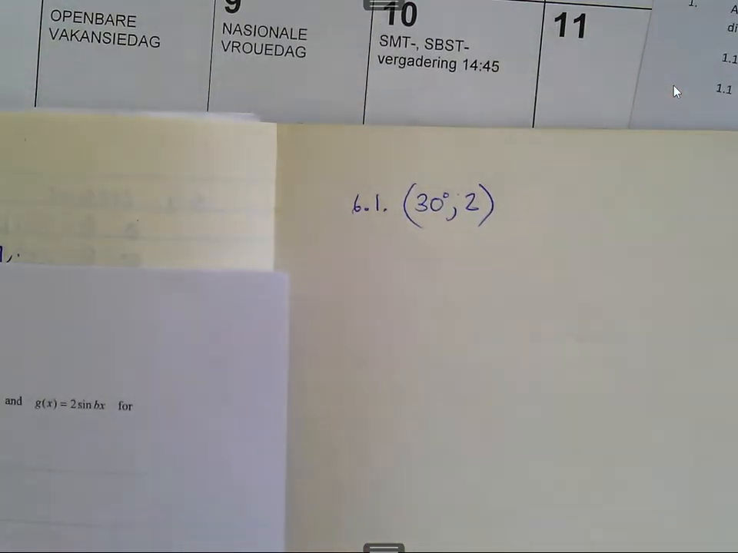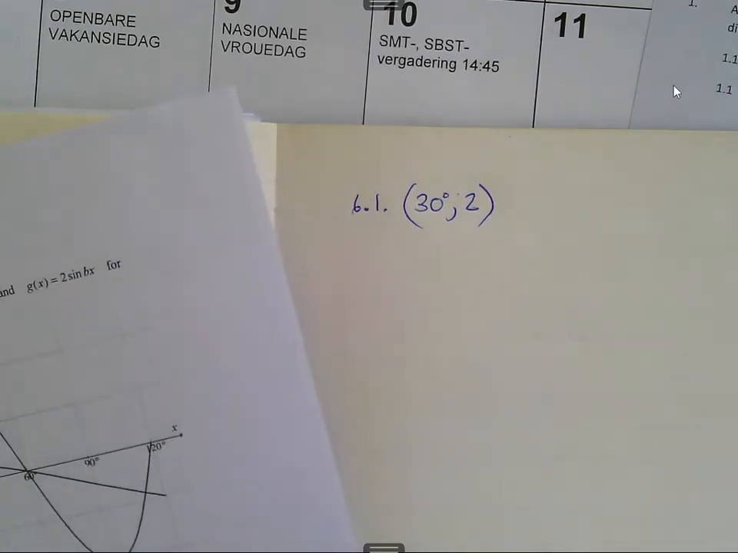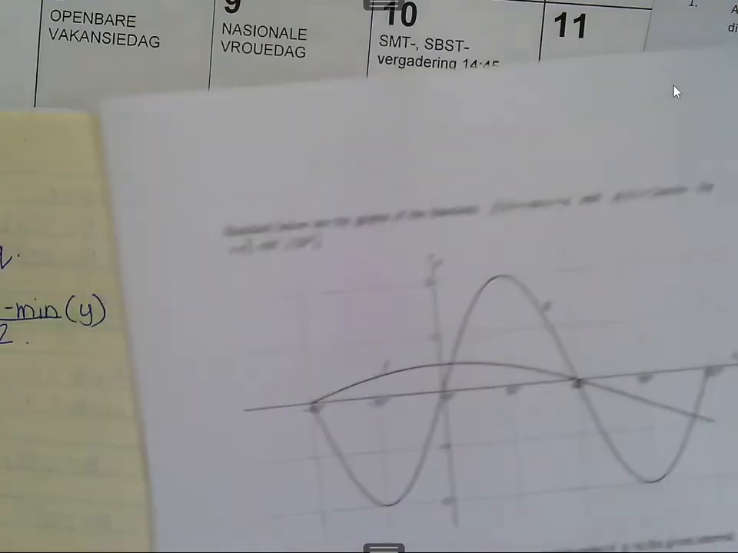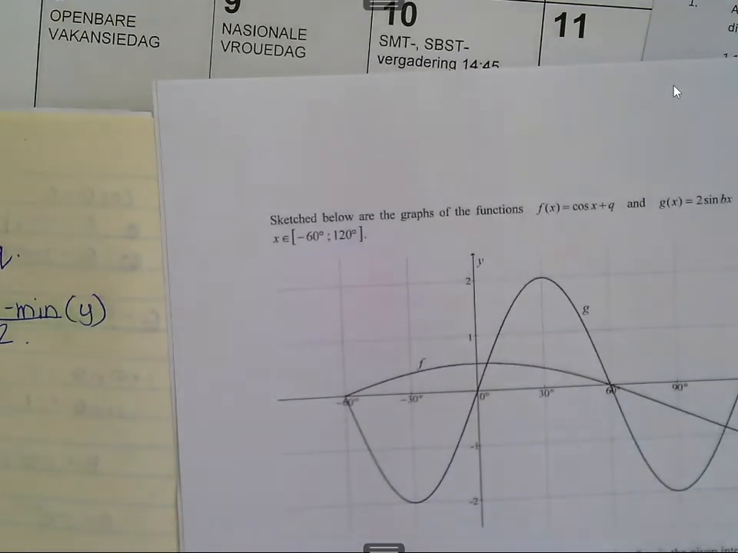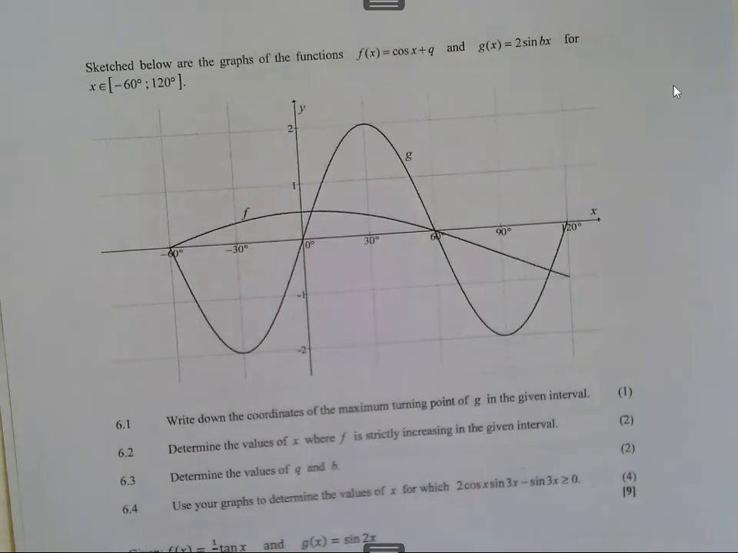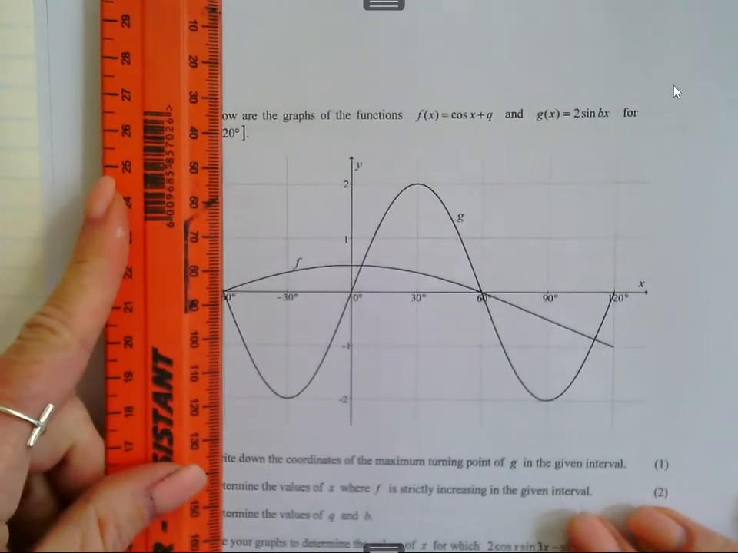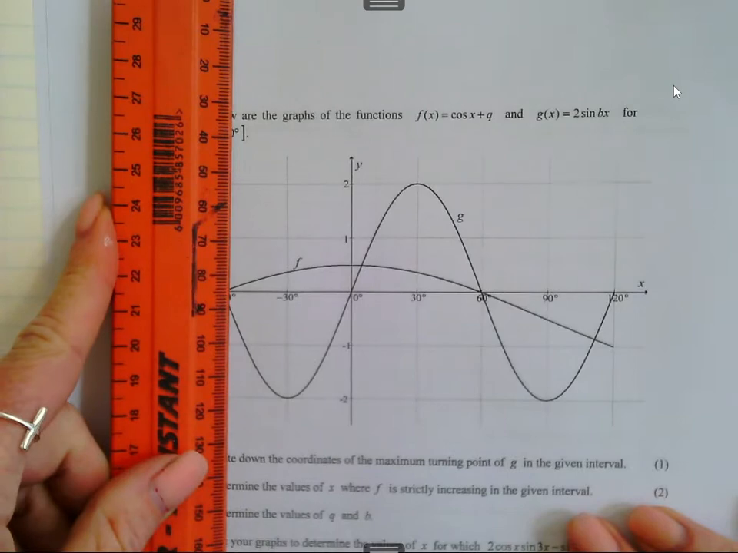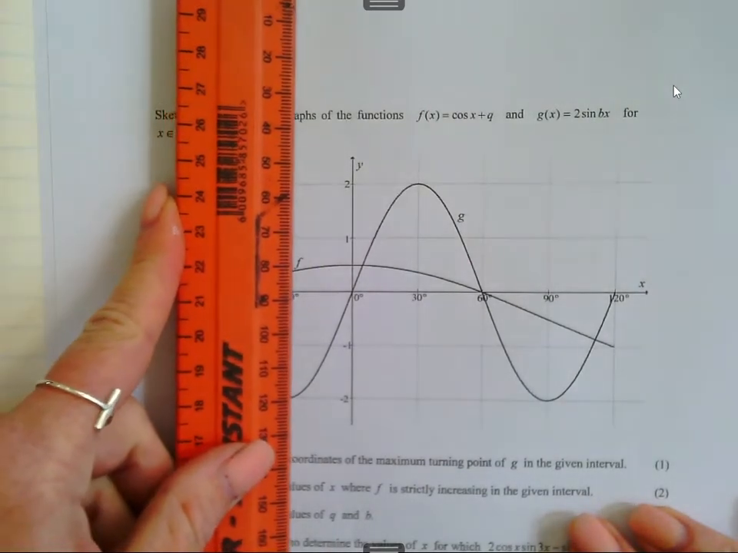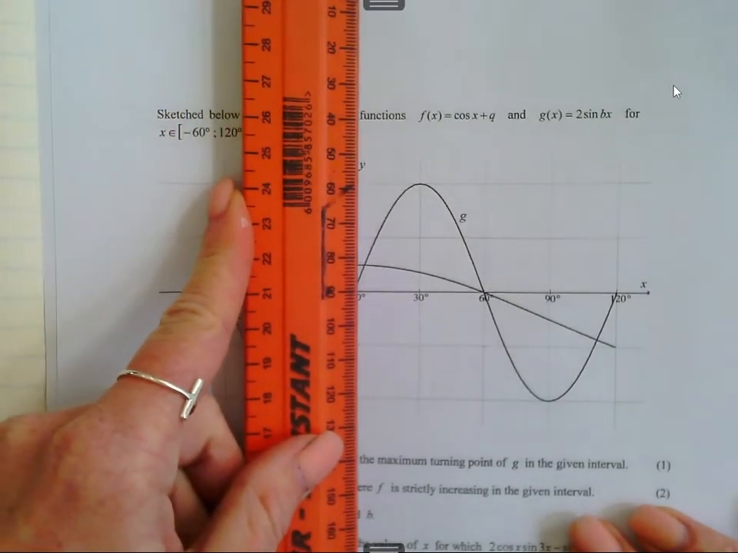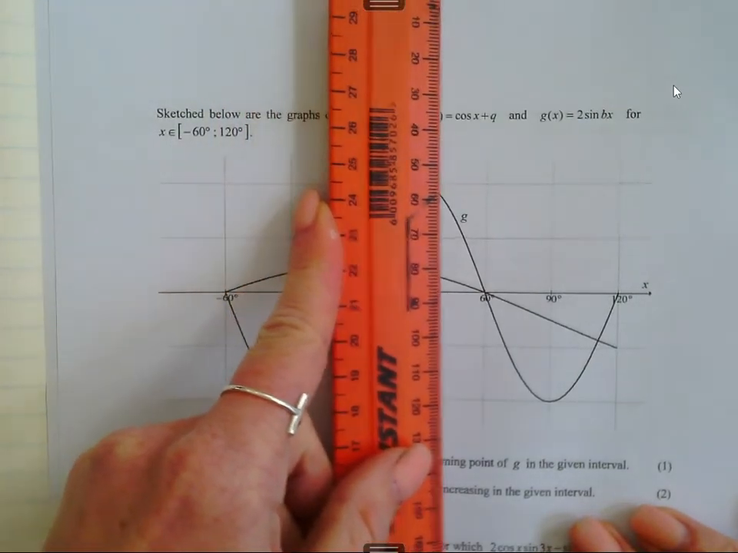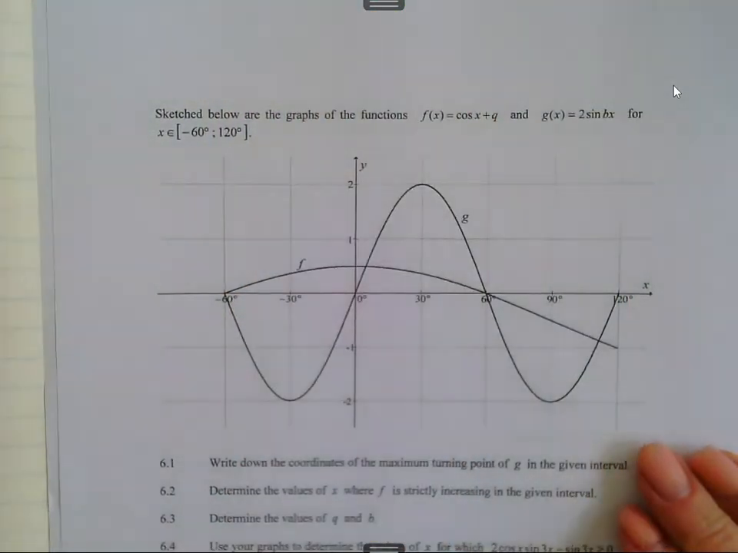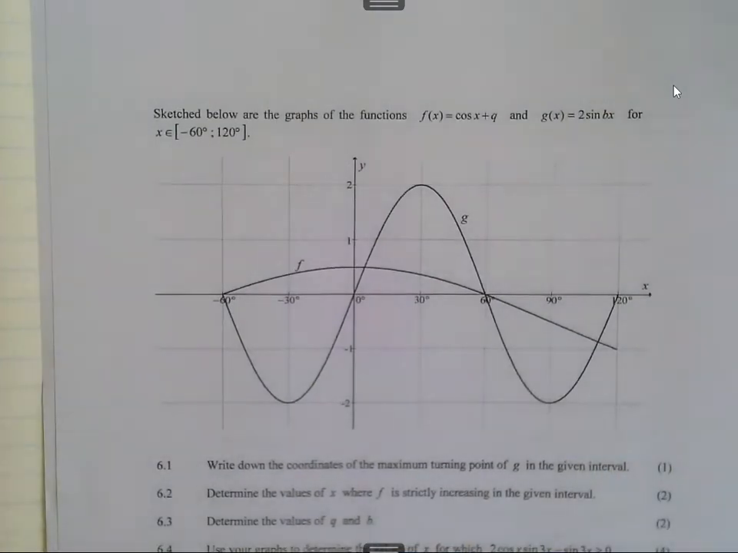Okay, next question. Determine the values of x for which f is strictly increasing in the given interval. Okay, I told you guys when we did this with algebra, you can use a ruler. Strictly increasing. So if I always walk from left to right, on f now, am I going up or am I going down? Up, up, up, up, up, up. Down, down, down, down, down, down, down. Do you see that? Okay, so where is it strictly increasing?